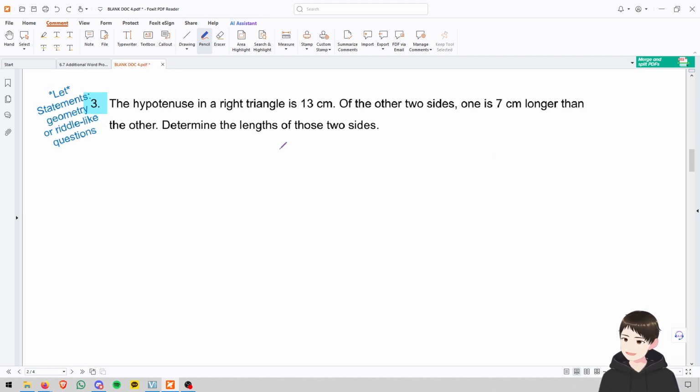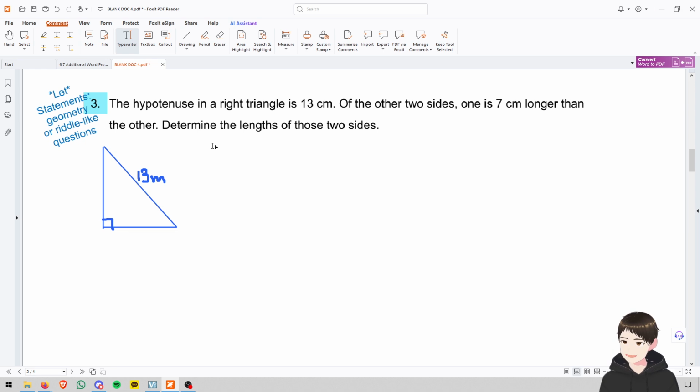Let's see. The hypotenuse in a right triangle is 13. Okay. Straight off the bat, I am going to draw myself a right triangle because it helps. The hypotenuse is 13. Great. Of the other two sides, one is 7 centimeters longer than the other. Let's determine the lengths of those two sides.